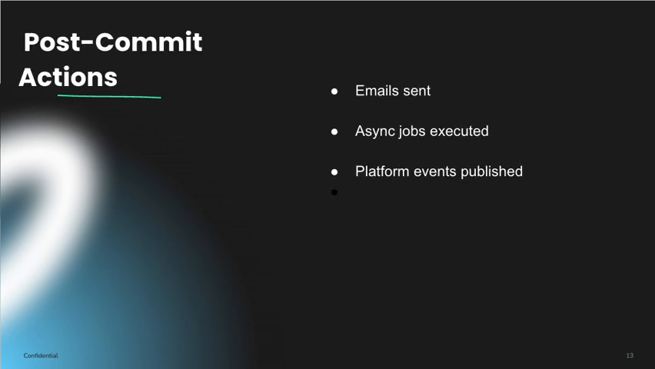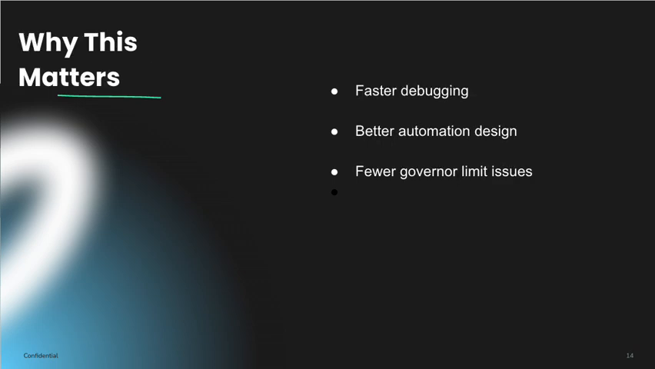Once the commit succeeds, post-save actions begin. Once the save is successful, Salesforce runs post-commit actions like emails, future methods, queuables, and platform events. So why does all of this actually matter to you? Understanding this flow helps you debug issues faster and design smarter automation that scales.